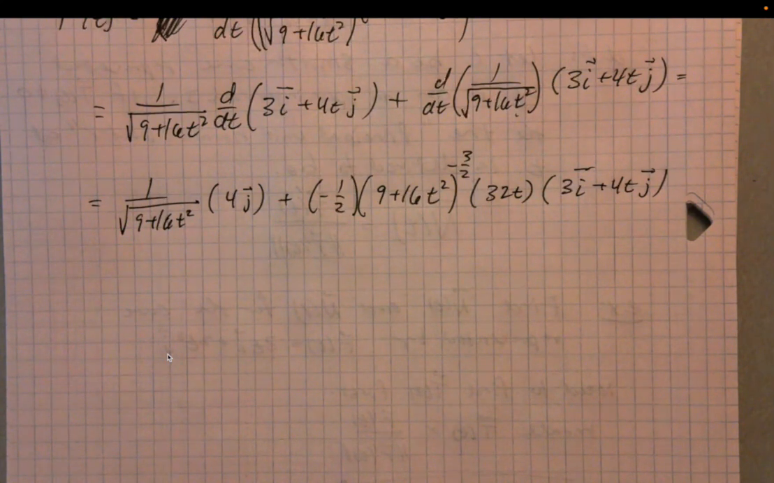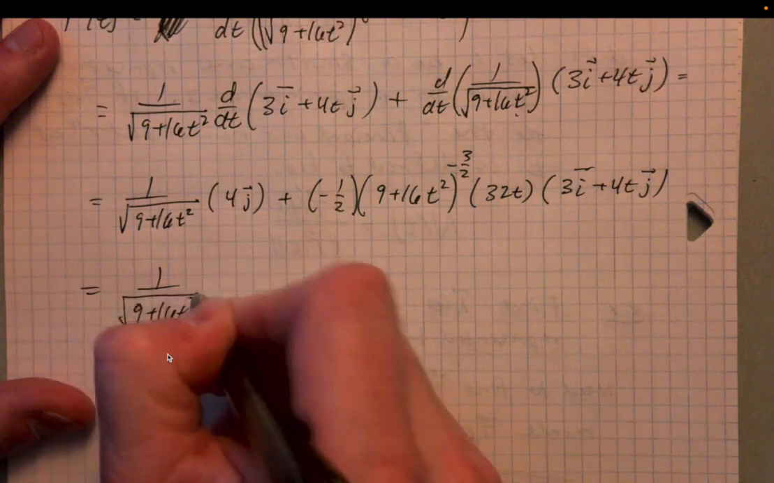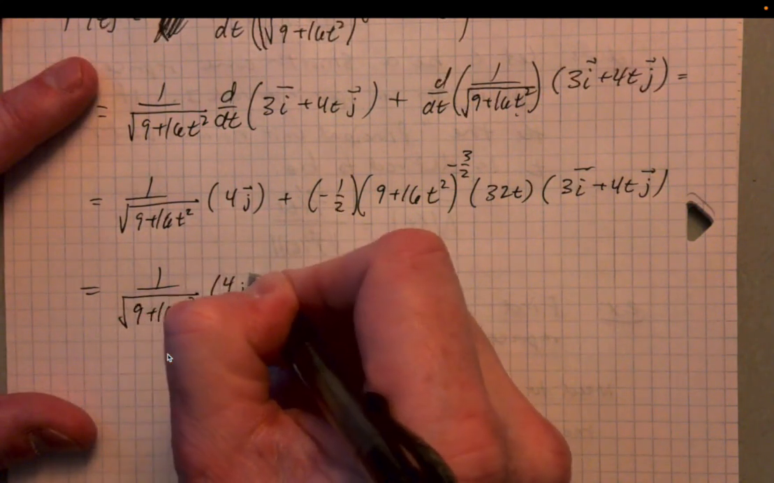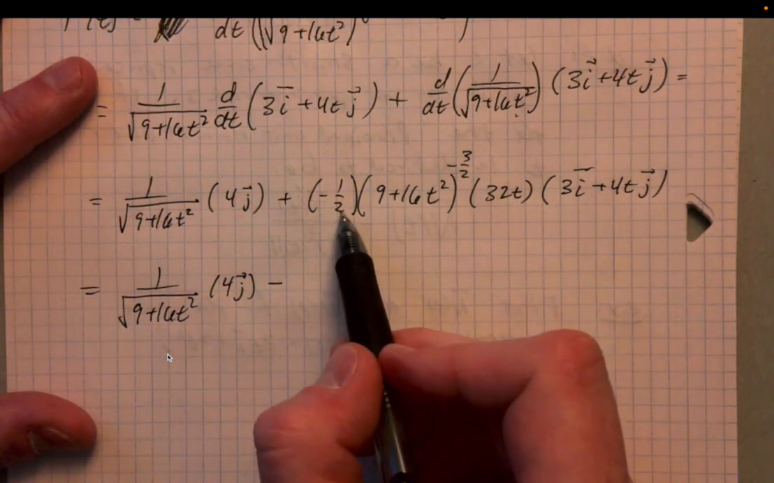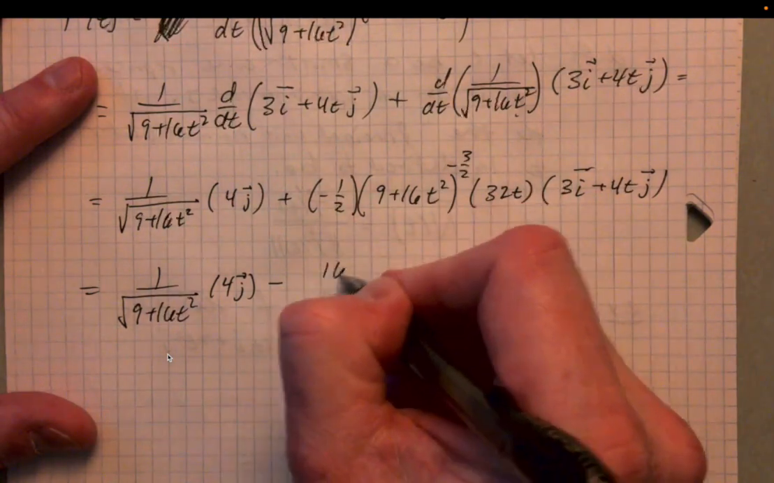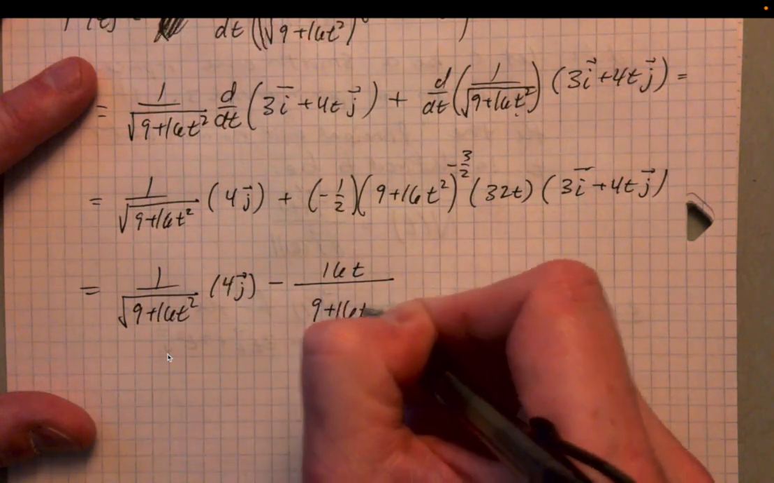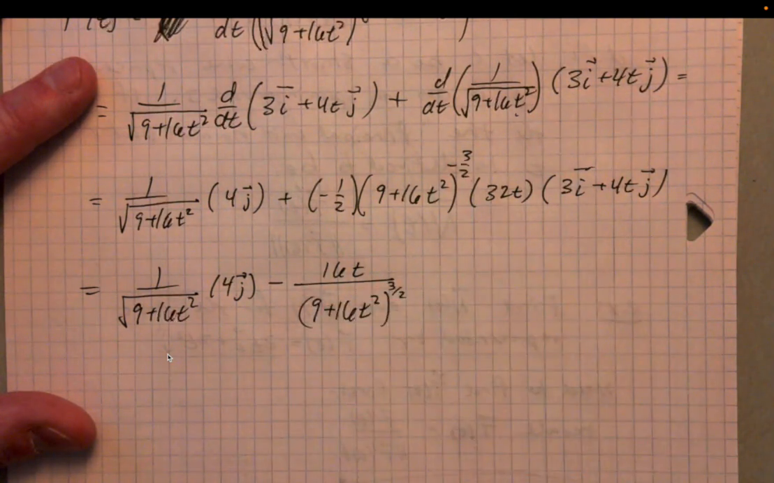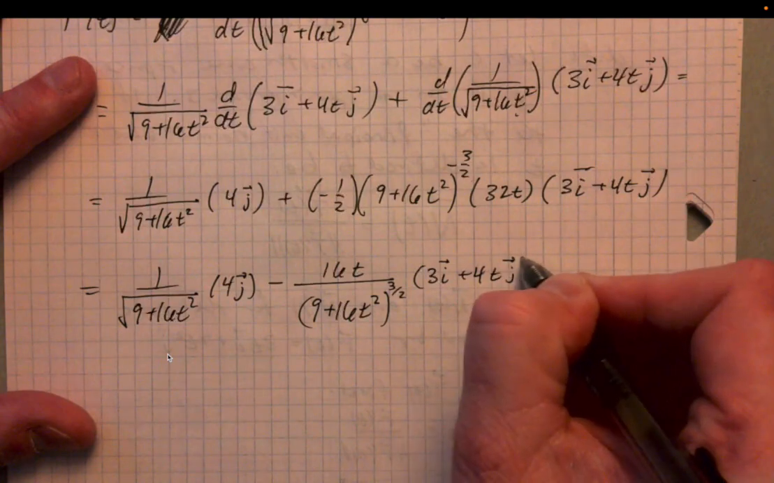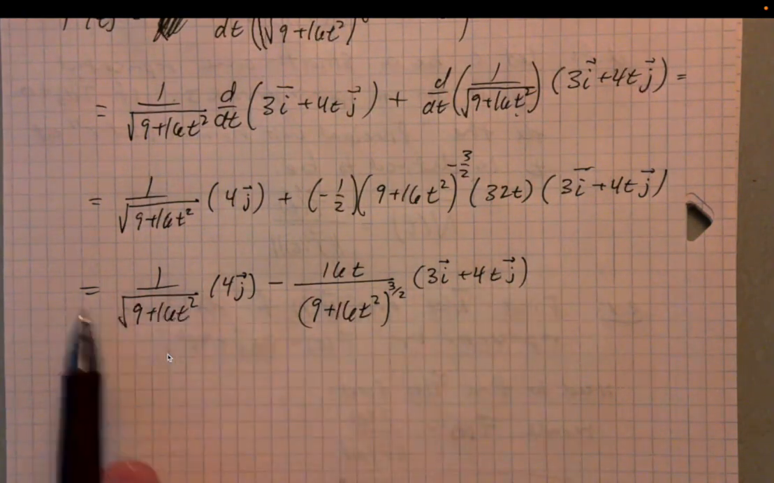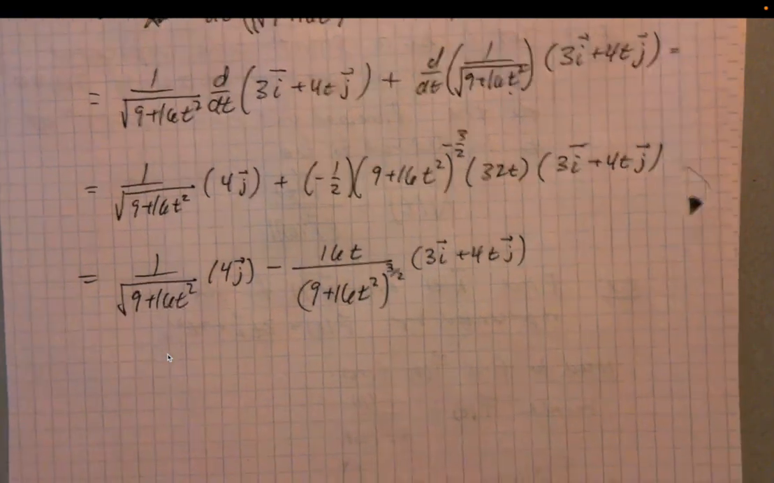And let's go ahead and clean this up a little bit. So we get the square root of 9 plus 16t squared up front, and we'll just leave the 4j next to it. And then I'm going to write minus. The 32 and the negative 1/2 will cancel, and we'll just have a 16t up top. And I'm going to bring this all down into the denominator, 9 plus 16t squared to the 3/2 power, all times this 3i plus 4tj. Okay, so basically, we've got all the derivatives worked out. Now we just need to consolidate and clean this up.